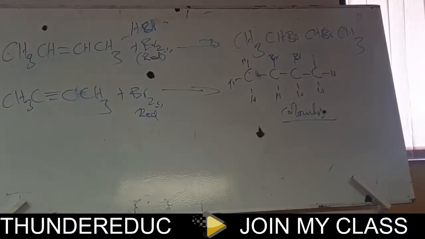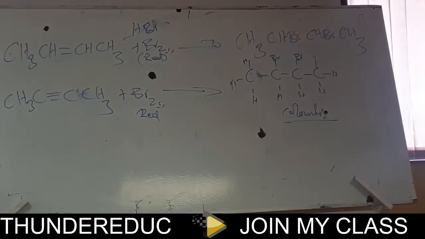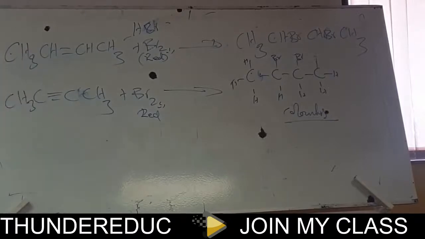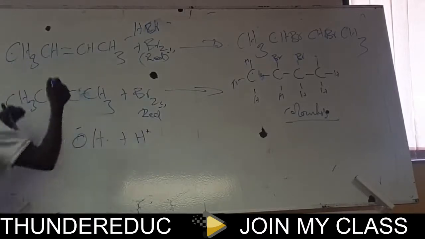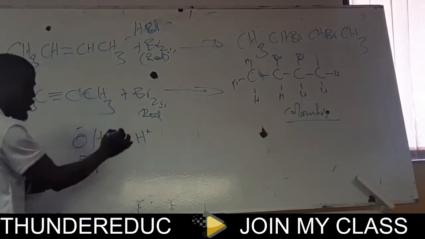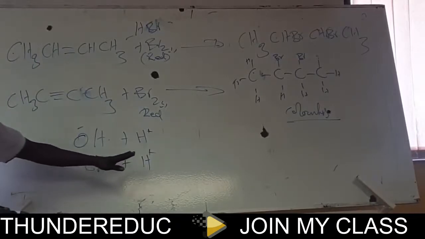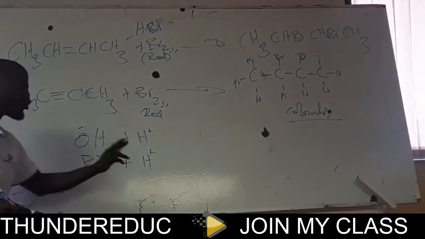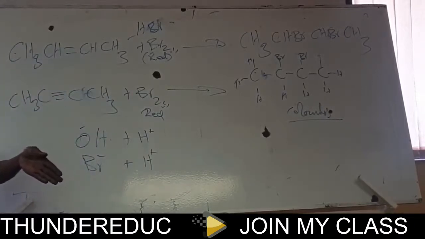Remember we said that when you are adding a compound with a hydrogen, it usually happens in hydration and hydrohalogenation. In hydration, remember, you have this OH plus a hydrogen. These are the molecules you are adding. And in hydrohalogenation, you are adding maybe a bromine, and you're also adding a hydrogen. Markovnikov says that when you are adding these molecules, hydrogen will go to a carbon atom with a high number of hydrogens. You remember?